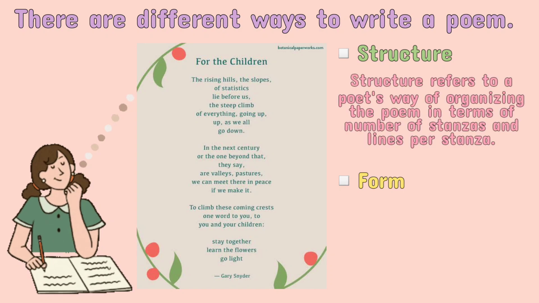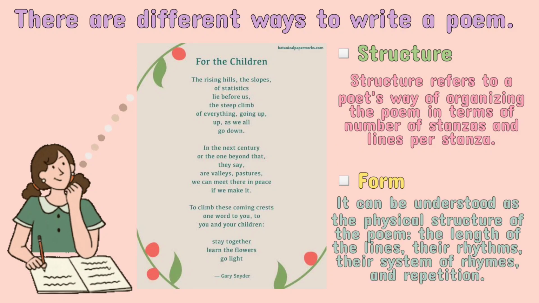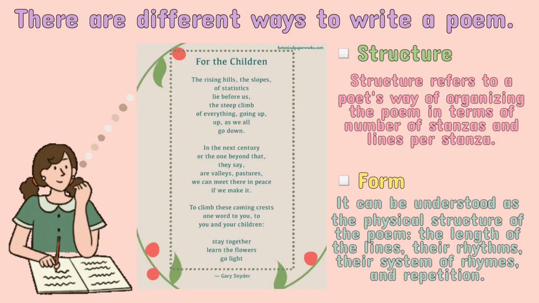Structure refers to a poet's way of organizing the poem in terms of number of stanzas and lines per stanza. On the other hand, form can be understood as the physical structure of the poem: the length of the lines, their rhythms, their system of rhymes, and repetition.